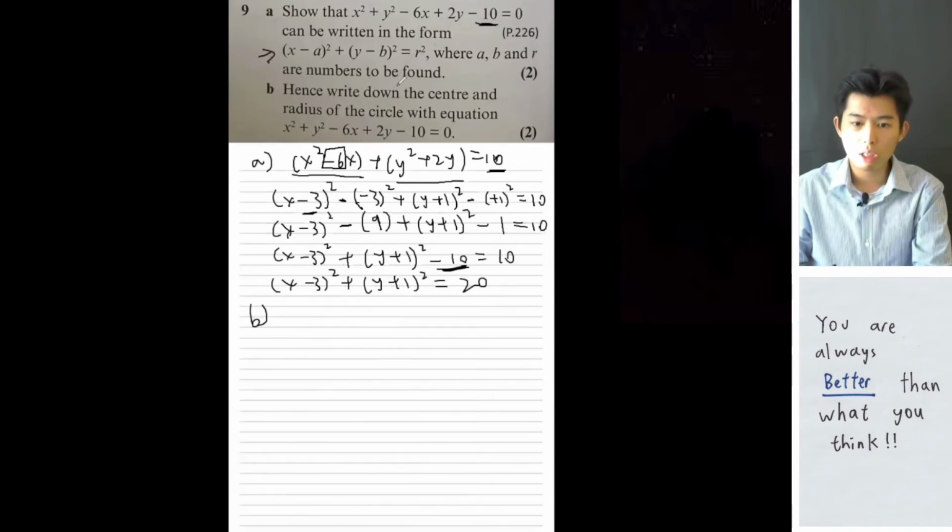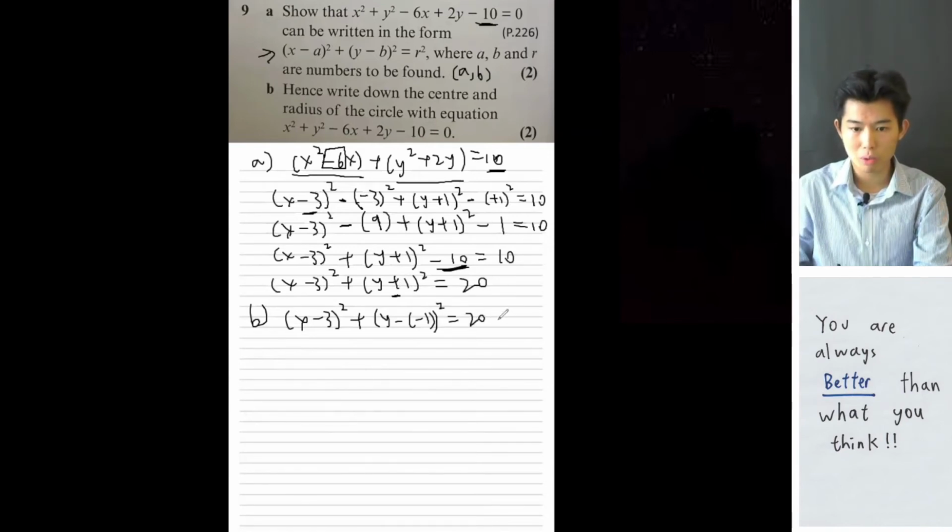For part B, they want us to write down the center and the radius of the circle with the equation here. Basically, if we have already written it into this form, the center would be (a, b), and the radius will be, of course, r. So if we have to really find the center, (x minus 3) squared plus, because this one here is positive, right? So all we have to do is y minus negative 1. So minus minus will be positive. So squared equals 20.